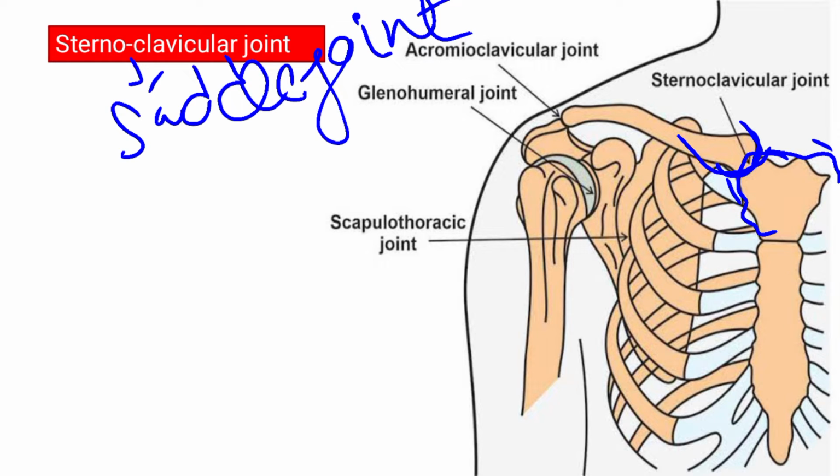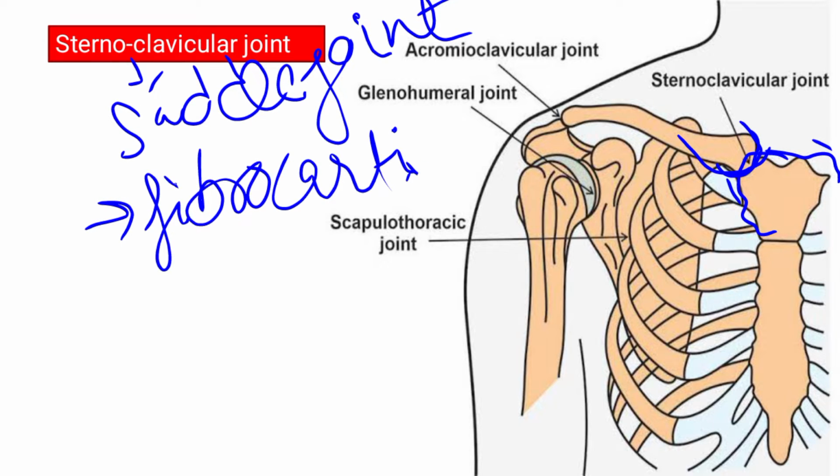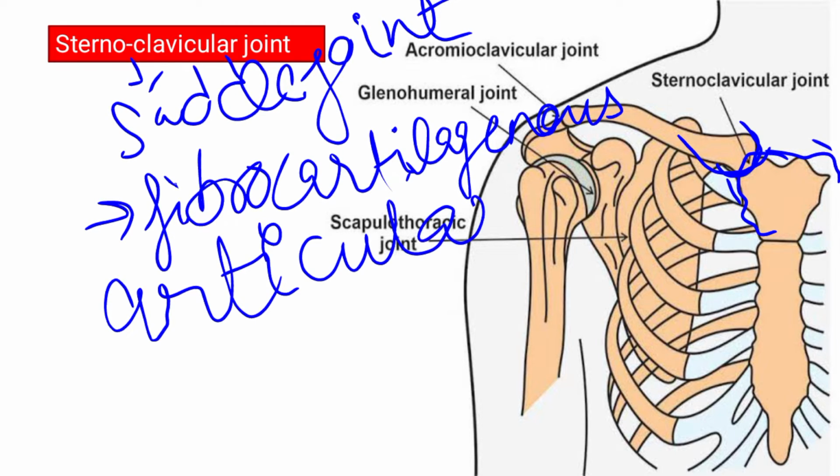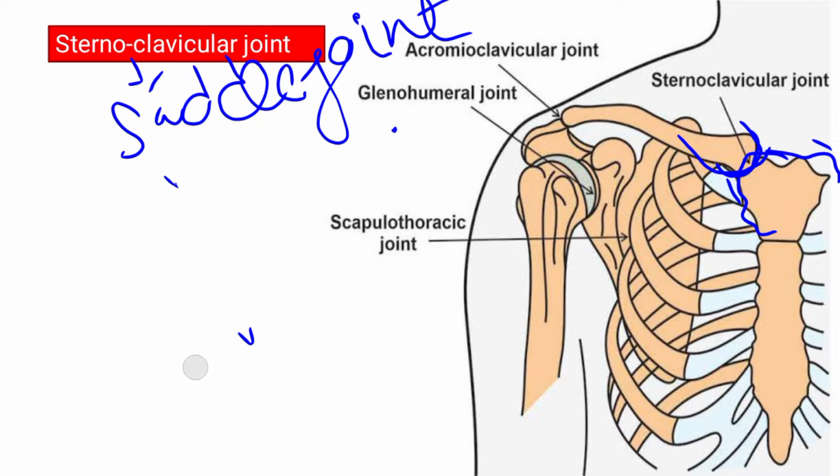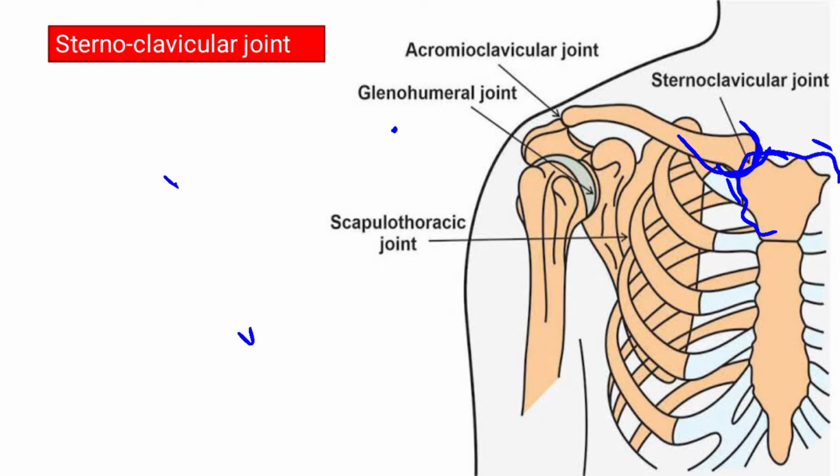The joint cavity is completely subdivided by a fibrocartilaginous articular disc which fuses with the capsule anteriorly and posteriorly. So sternoclavicular joint is a type of saddle joint.